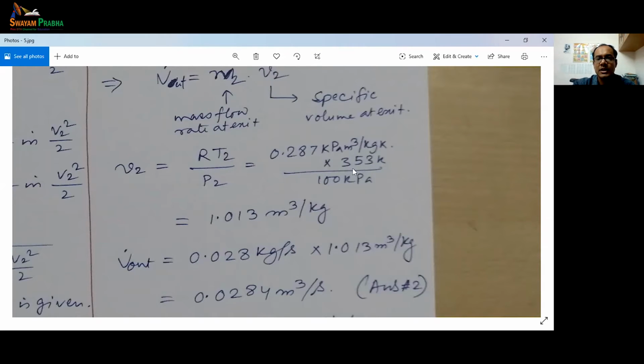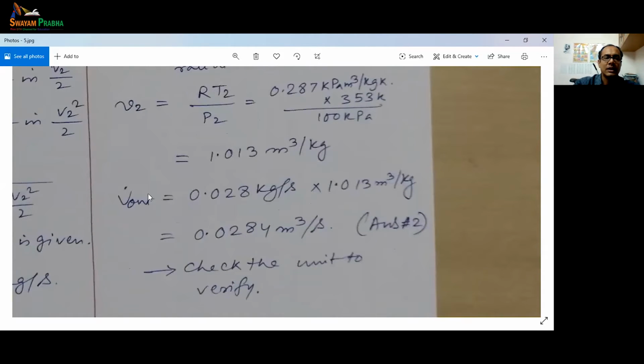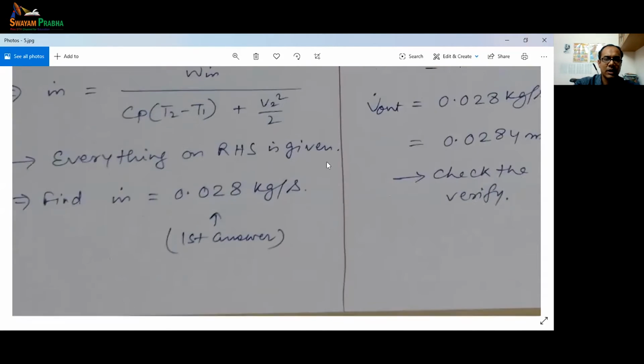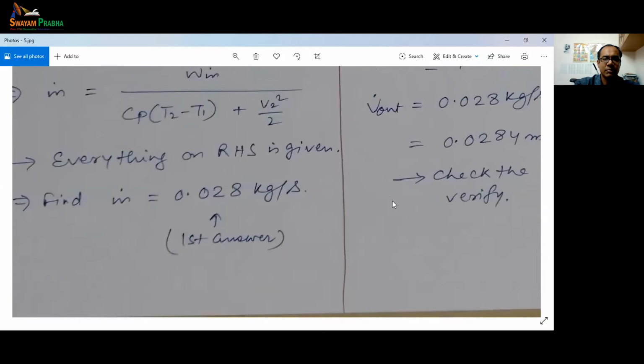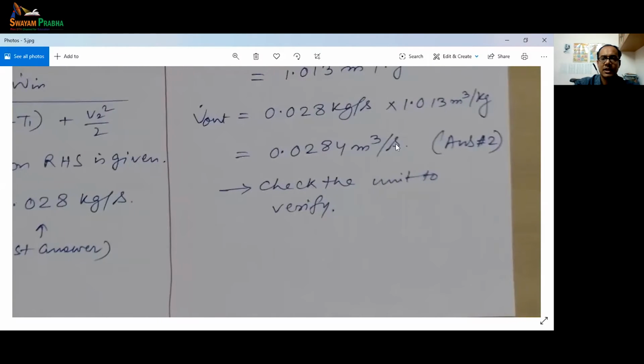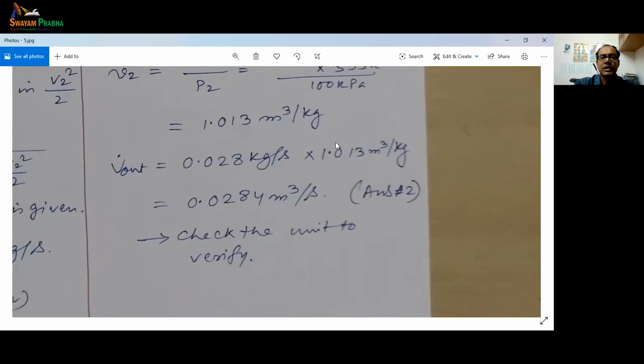That means 353 Kelvin. So by doing this calculation, you will find the specific volume at exit to be 1.013 meter cube per kg. Now the volume flow rate will be the mass flow rate, which was the first answer. So here we have just found the mass flow rate, m dot, 0.028 kg per second, and the mass flow rate is multiplied by the specific volume at exit, and that's how you get the volume flow rate, which is 0.0284 meter cube per second.